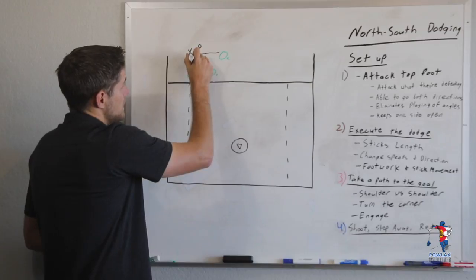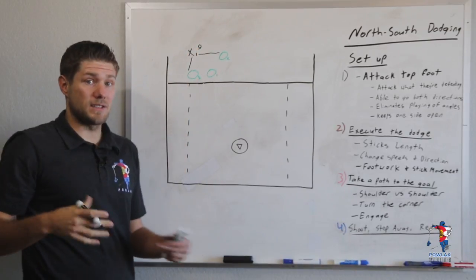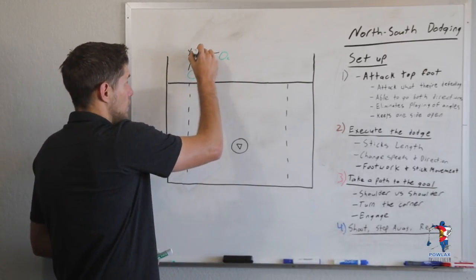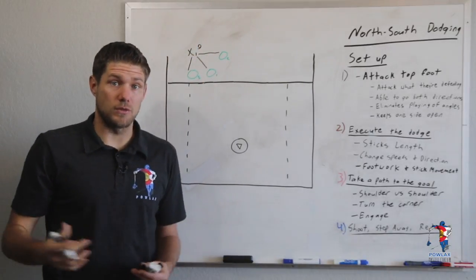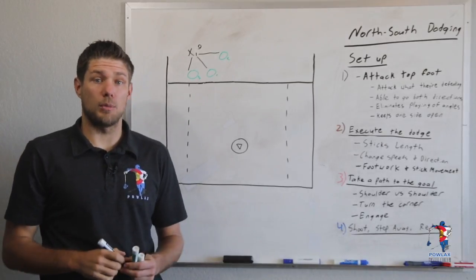If O3 is defending us, he is going to want to attack the outside foot because he is defending the outside of the field. And against O1, who's playing us straight up, we just want to make sure that we are running directly at him because then we can choose to go either way. And so by attacking the top foot, we open up a couple different things.